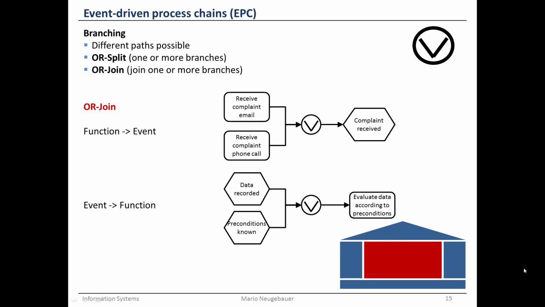And you can then work with this event further, such that you communicate with the customer, and it doesn't matter actually via which channel this complaint came into your company. And the second case, again, is an OR join. But in this case, you start with events. You have either the data recorded or preconditions known, and it doesn't matter with what event you arrive here at this OR join. You just continue with the one function, evaluating the data according to the preconditions.